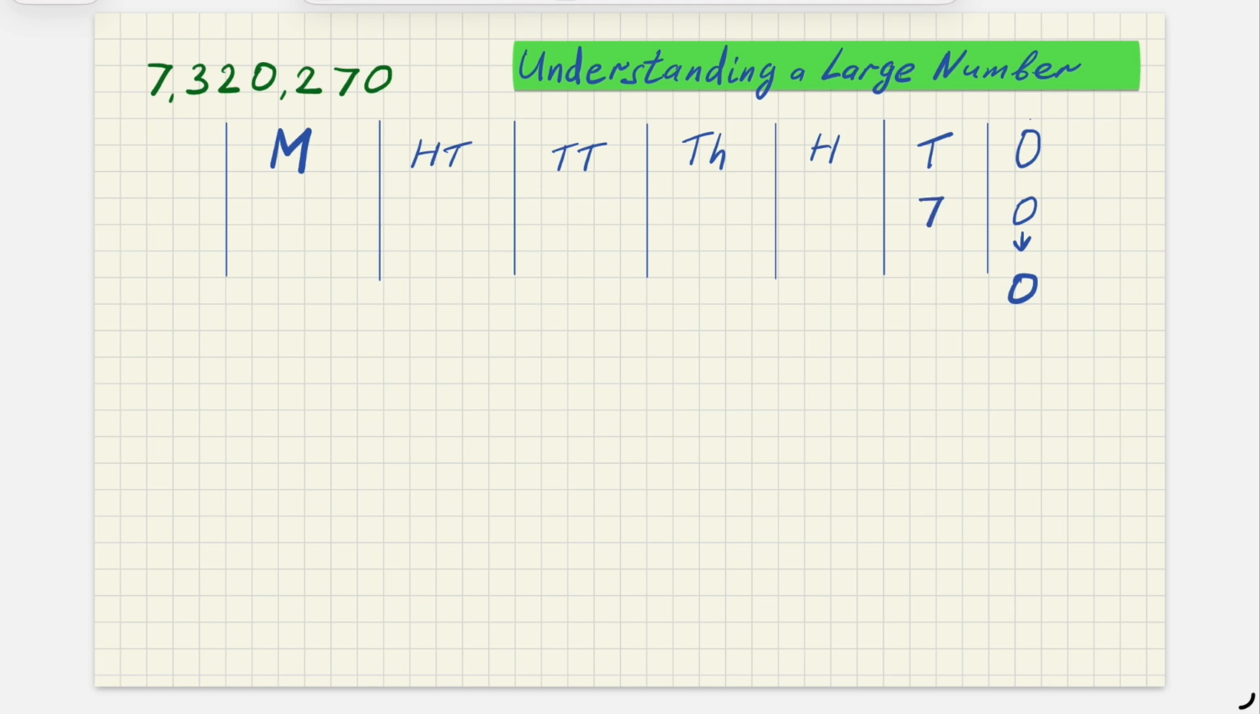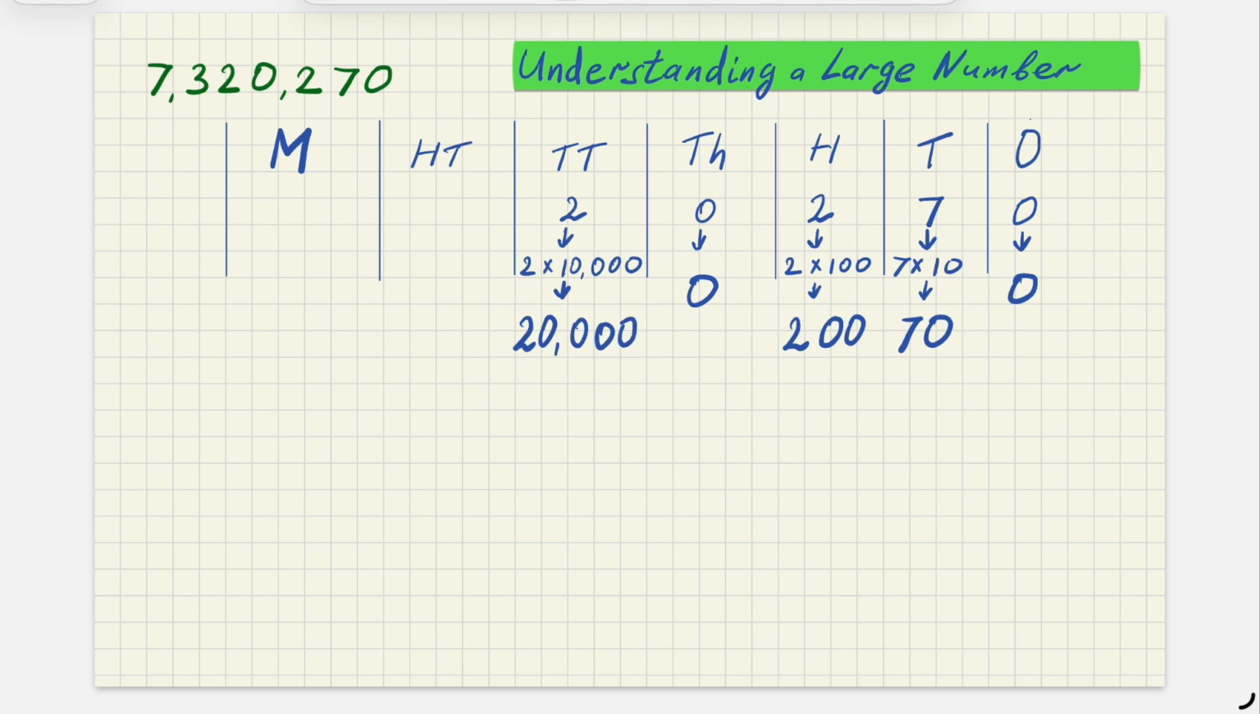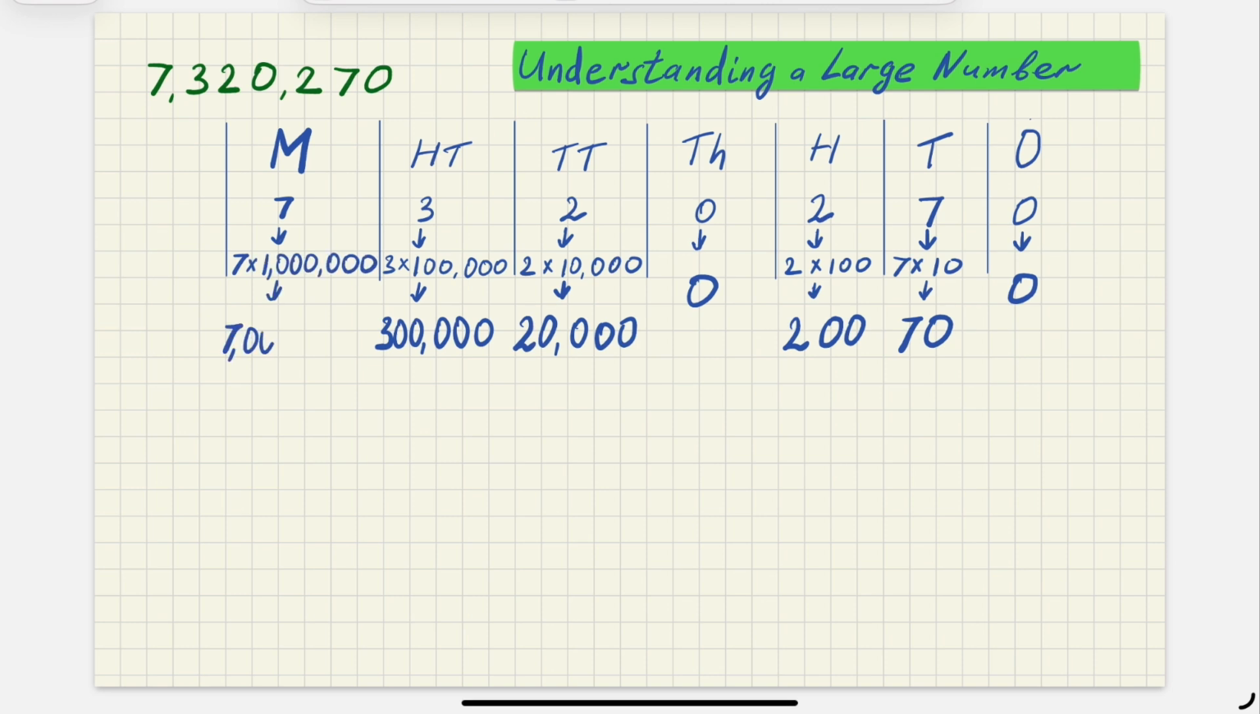The digit 7 is in the tens place. That means 7 tens, or 70. The digit 2 is in the hundreds place. That means 2 hundreds, or 200. The digit 0 is in the thousands place. That means 0 thousands, or 0. The digit 2 is in the 10,000s place. That means 2 10,000s, or 20,000. The digit 3 is in the 100,000s place. That means 300,000s, or 300,000. The digit 7 is in the millions place. That means 7 millions, or 7 million.